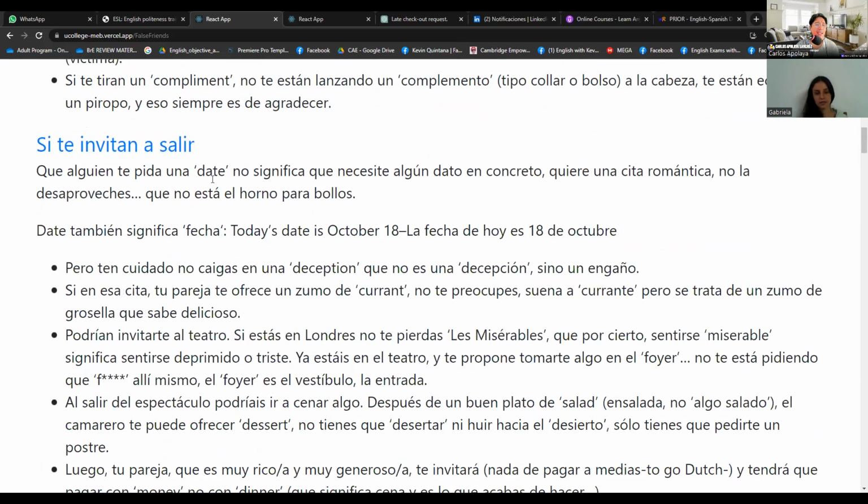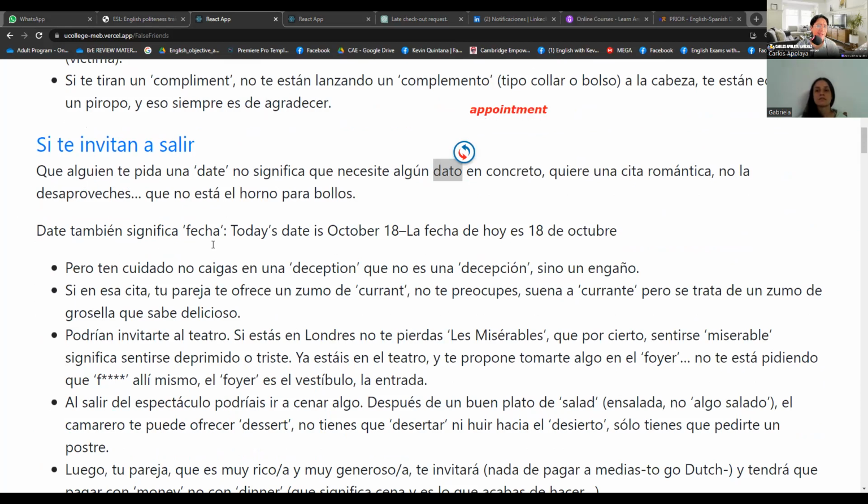Si te invitan a salir, puede que alguien te pida una date. No significa que te piden algún dato. Recuerda que dato es data. Un date es una cita romántica. Y ahora una cita que no sea romántica también es appointment.